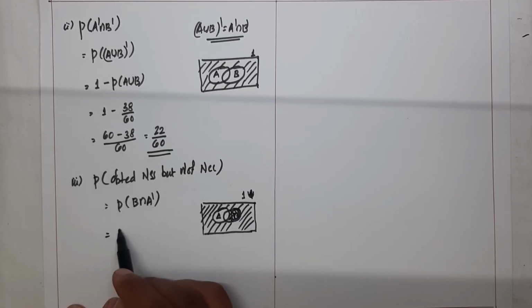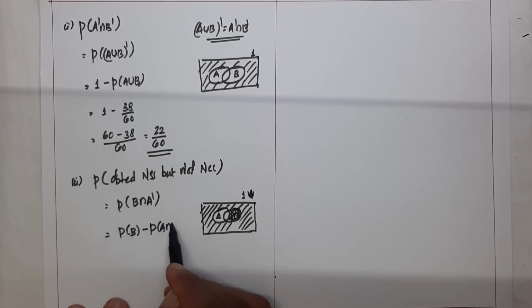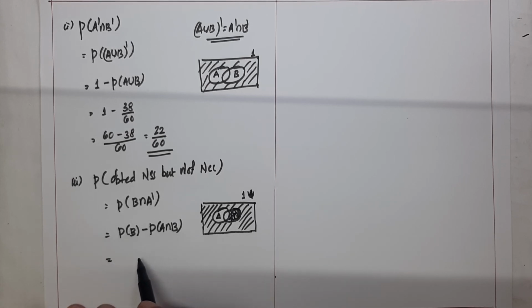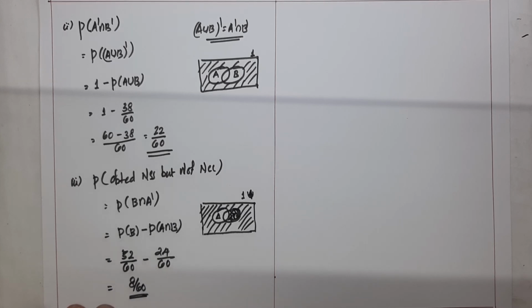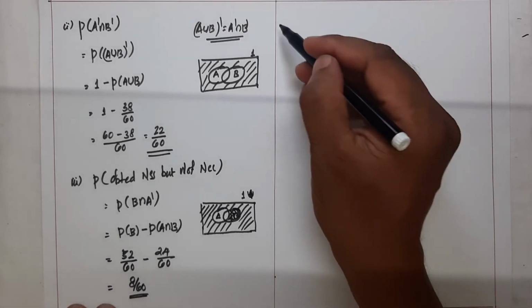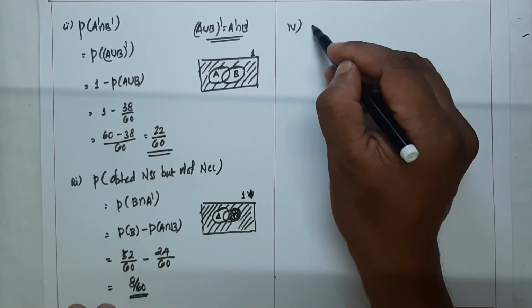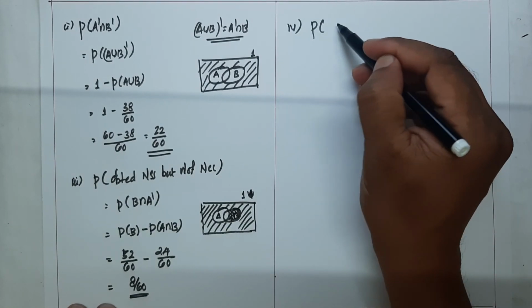That is, the formula is P of B minus P of A intersection B. What is P of B here? 32 divided by 60 minus P of A intersection B, which is 24 divided by 60. So 32 minus 24 by 60 is 8 divided by 60. Okay, 6 plus 2.